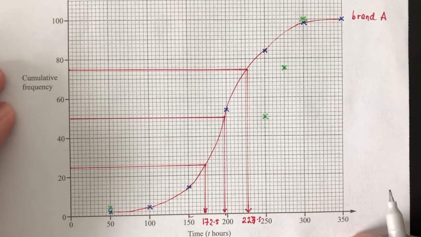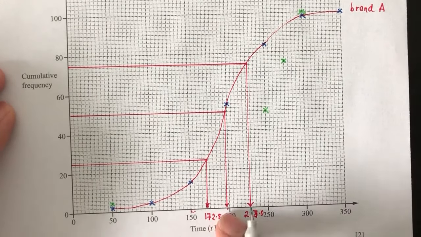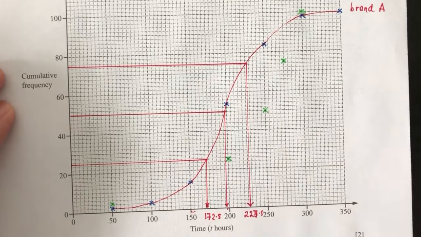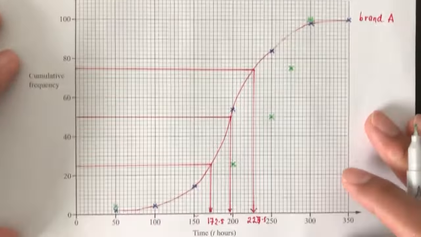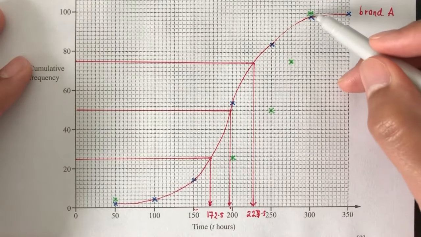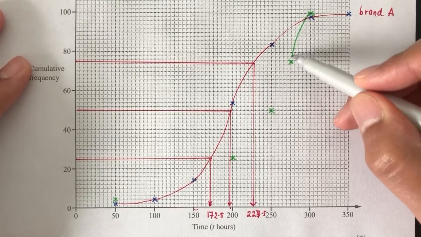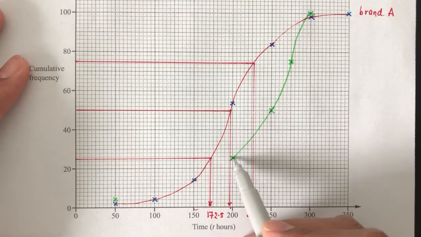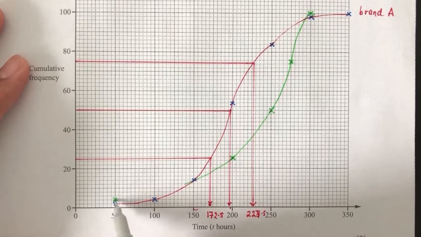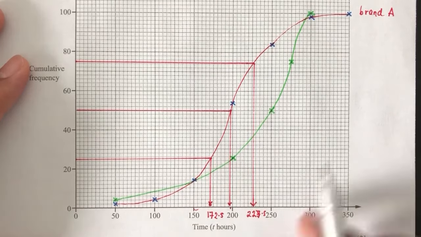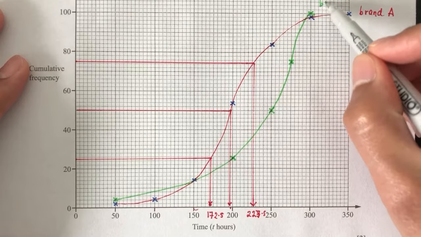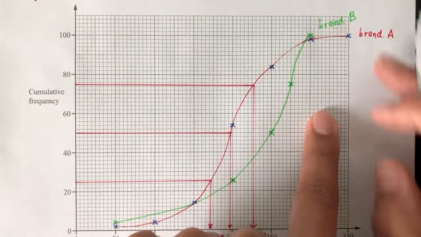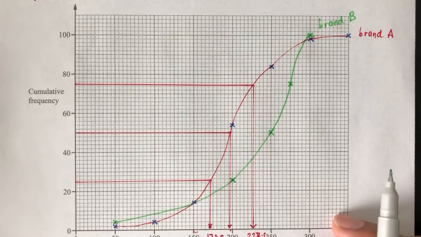And then finally we have 225. 225 will be right here, between 30 and 20. So let's join the curve and see what do we have. So this will be like this, and the last point is here. Okay, so that's my curve for brand B. Brand B. Don't forget to label. It is very important in this question.